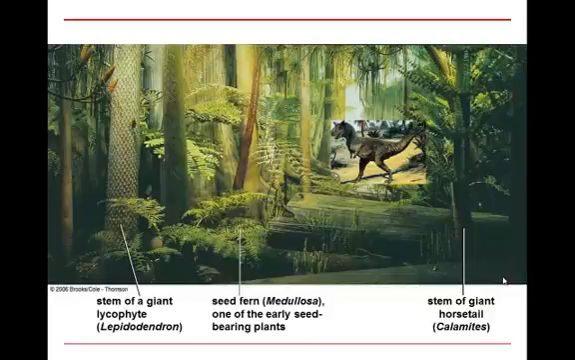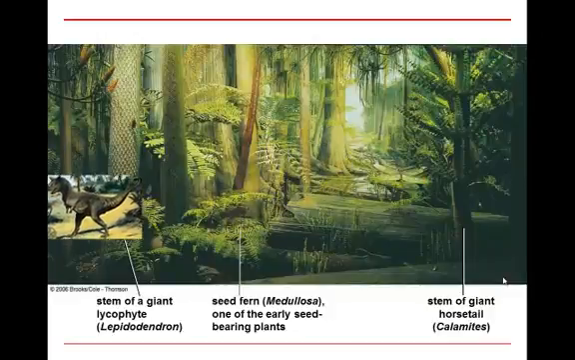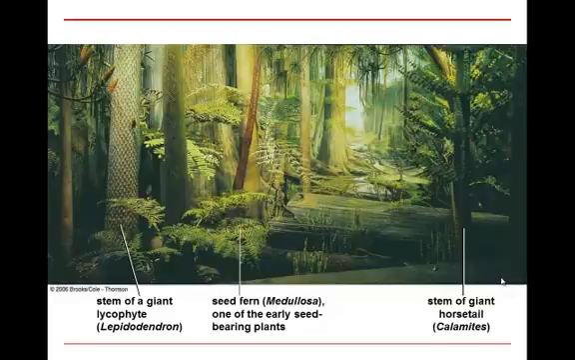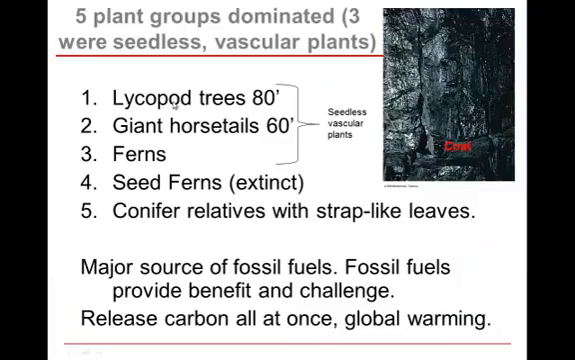And here's one of the inhabitants, and there we go. If we look back at this list, the first 3 on this list were seedless vascular plants: giant horsetails, we saw horsetails, and large ferns. Number 4 was the seed ferns, which is believed to be one of the lineages within that group that gave rise to the seed plants. And then we had some conifers with strap-like leaves. In any case, this will conclude our coverage of the pterophytes, the ferns, and it will also conclude this module.